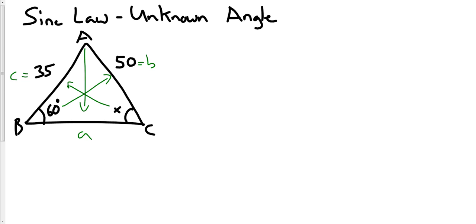Next thing I need to figure out is, do I have a side angle pairing? Do I have a complete ratio? It turns out that yes, I do. I've got angle B, and I also have side length B. So therefore, I can use the sine law.